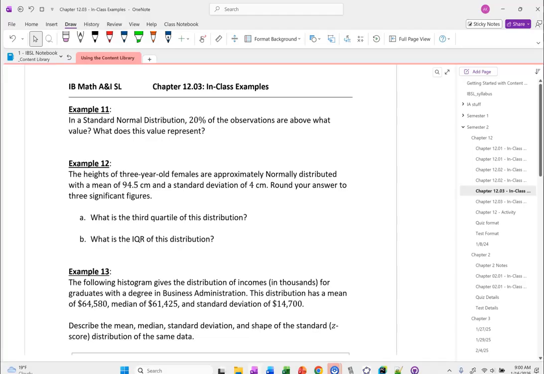Let's do 11 as our last one. I think we're just about out of time here. I would encourage you guys, though, to spend a little bit of time working through these in-class examples. Some of them are not trivial and can be a little tricky. This one seems so innocuous: in a standard normal distribution, 20% of the observations are above what value? What does this value represent?